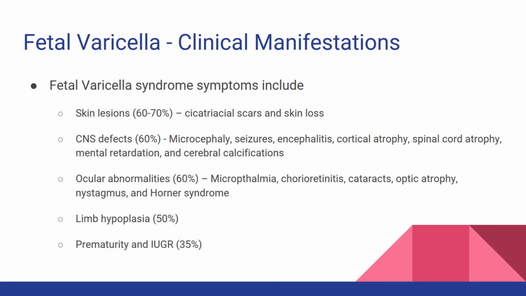So looking at that, that's this cicatricial scarring as well as skin loss. There can also be microcephaly, seizures, encephalitis, cortical atrophy, spinal cord atrophy, mental retardation, and cerebral calcifications. You can also have ocular abnormalities, microphthalmia, chorioretinitis, cataracts, and can also have limb hypoplasia and then prematurity or IUGR.